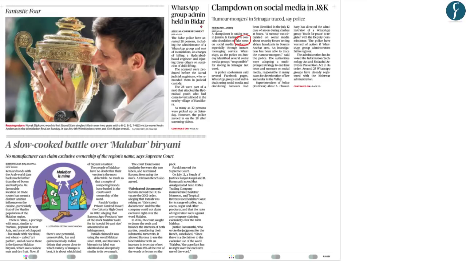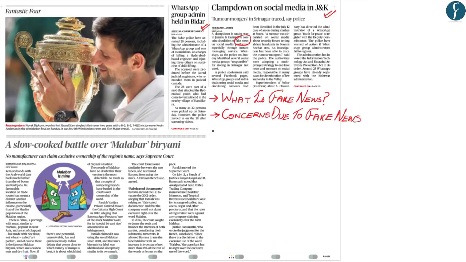What we'll do with regards to both of these articles is first understand what fake news is. The second aspect that we'll focus upon is the concerns with regards to fake news. And the third and final aspect that we'll try to understand is how to tackle fake news. Now let us first begin by understanding what fake news is.